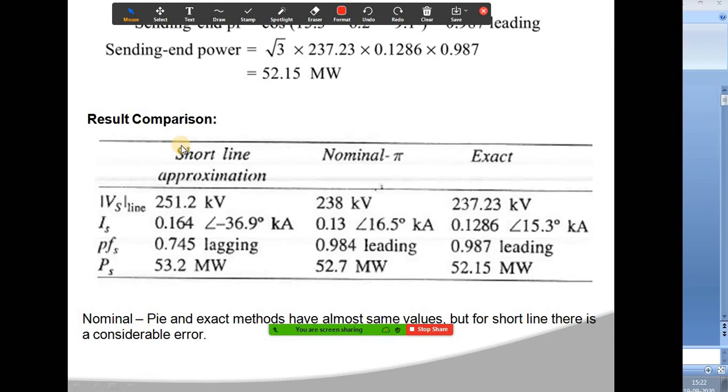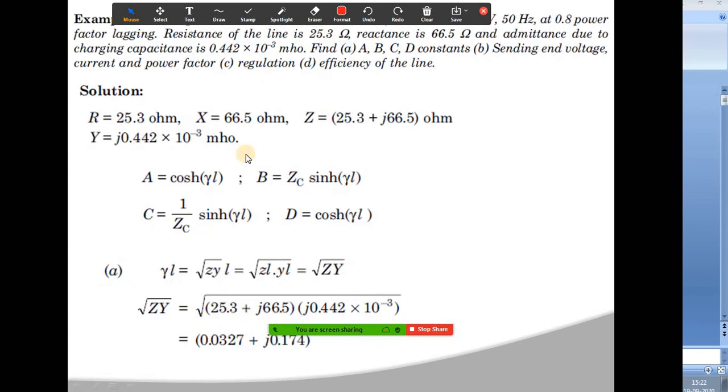So this is your problem. Understood? Is there any doubt here?